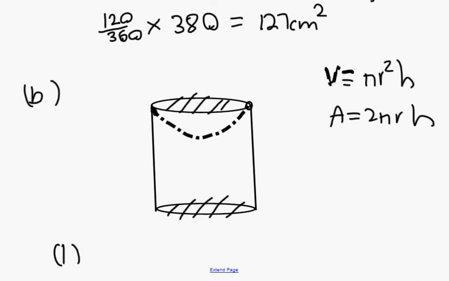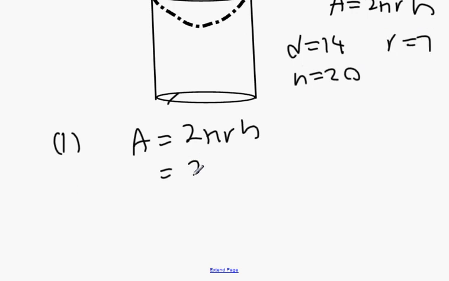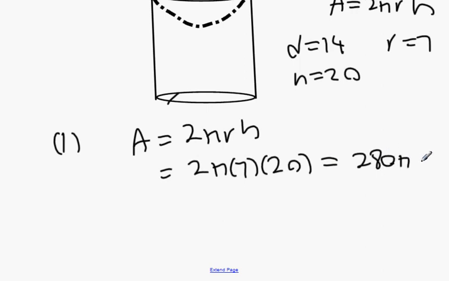Okay? So with that in mind, we're just going to use this formula here. A equals 2 pi r h. What's the radius? It has a diameter of 14 and a height of 20. That's given. So 7, yeah? 2 pi times 7 times 20. It wants it kept in terms of pi. 280 pi centimetres squared.